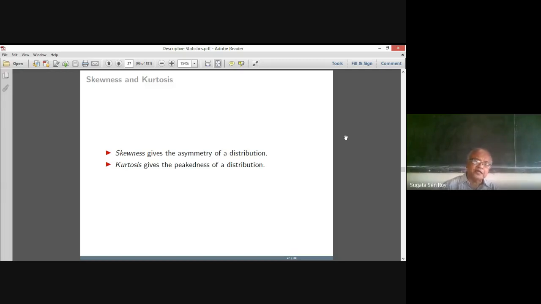The sharper the peak is, we call it leptokurtic. And then we have mesokurtic, or it can be like a plateau, it can be flat-topped, which is referred to as a platykurtic distribution. So this gives us the characteristics of the sample values of observations.